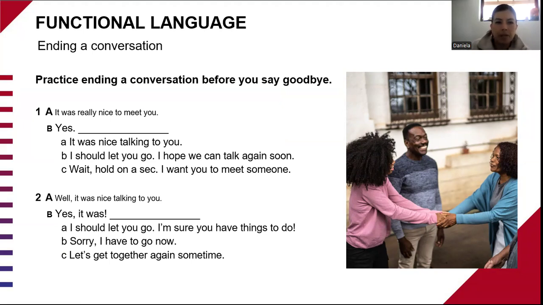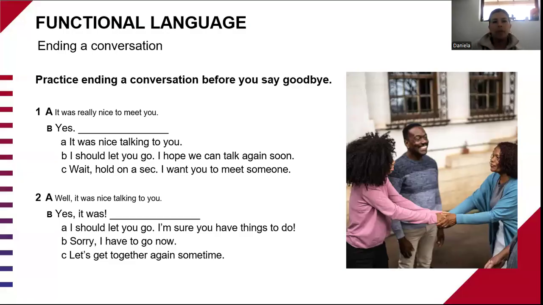You have three answers. It says, it was nice talking to you. I should let you go. I hope we can talk again soon. Wait, hold on a sec. I want you to meet someone. Which one do you think is the correct answer? Well, in the first one, when it says it was really nice to meet you, you can say, I should let you go. I hope we can talk again soon, or it was nice talking to you. Both of them are okay. So you can use both.